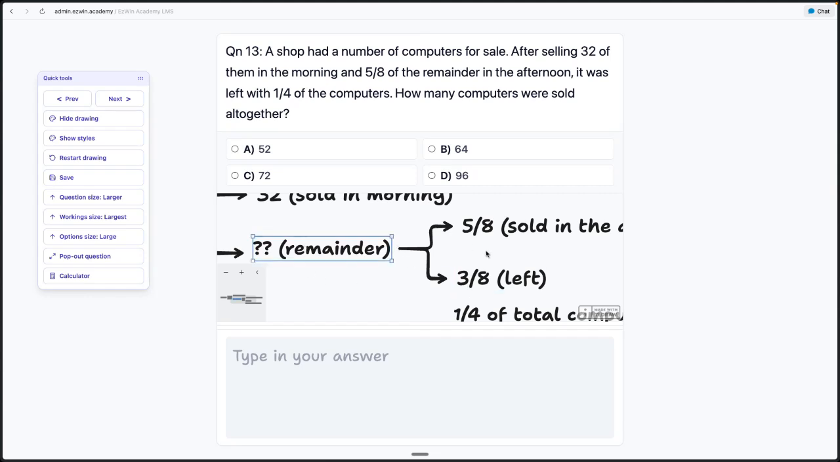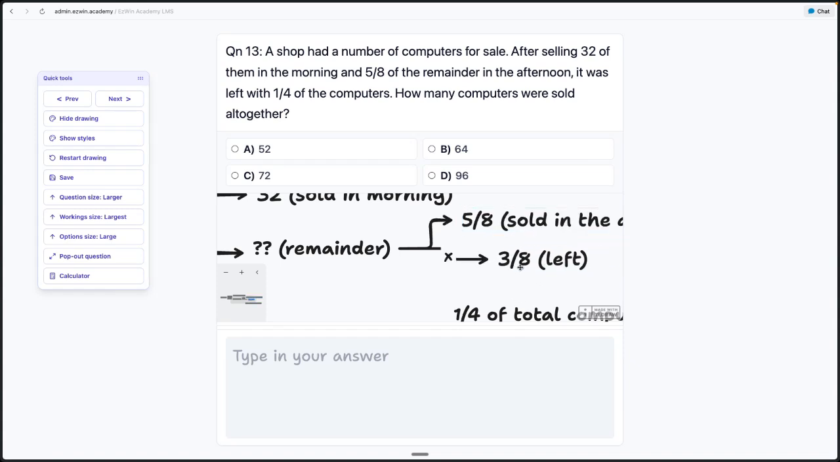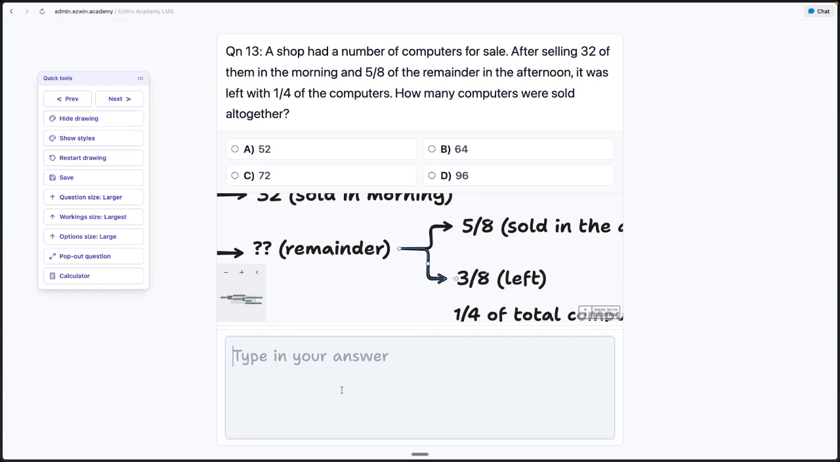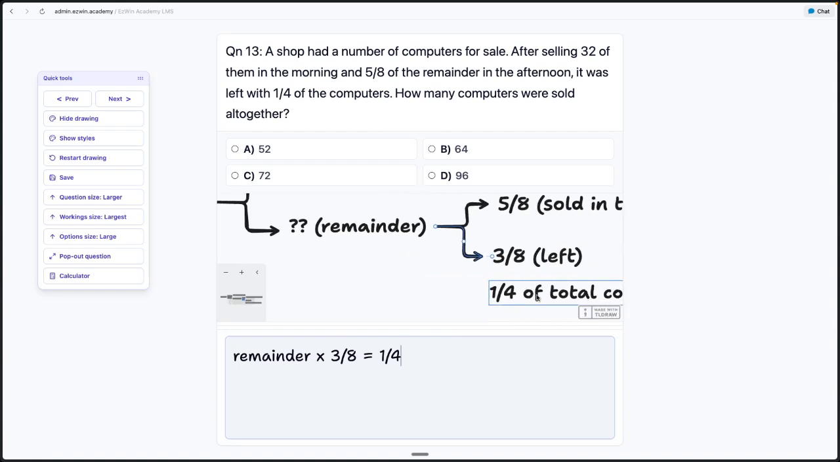When you do this kind of branching method, you have to know that when you see this remainder that branches off, this will then be a simple multiply. So you need to multiply this. What that means is basically remainder multiplied by 3/8 is equal to one quarter, because one quarter represents the total computers.